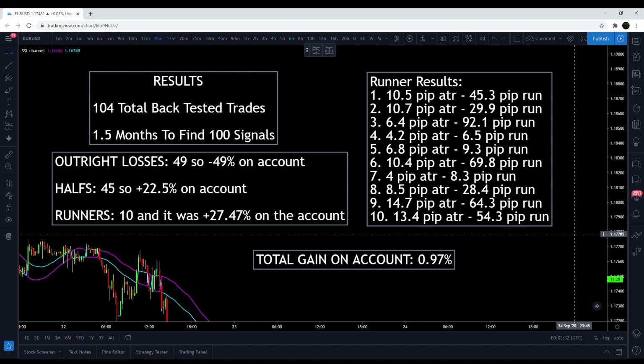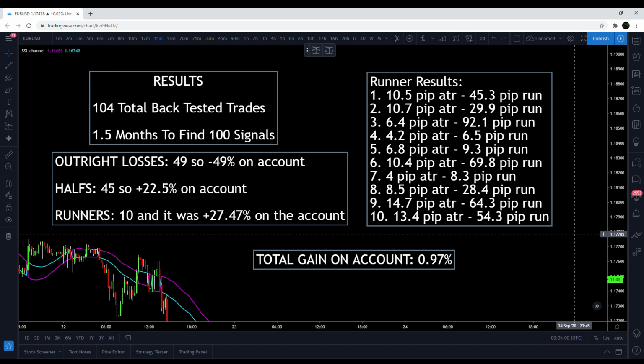Total gain on the account, 0.97%. So you lost money if you traded this strategy as it is, with spreads and fees and not perfect entries and the likes. So with this, there's a lot to be learned, and it would be extremely easy to improve this strategy and make it profitable. All you need to do is change a few things and add something.